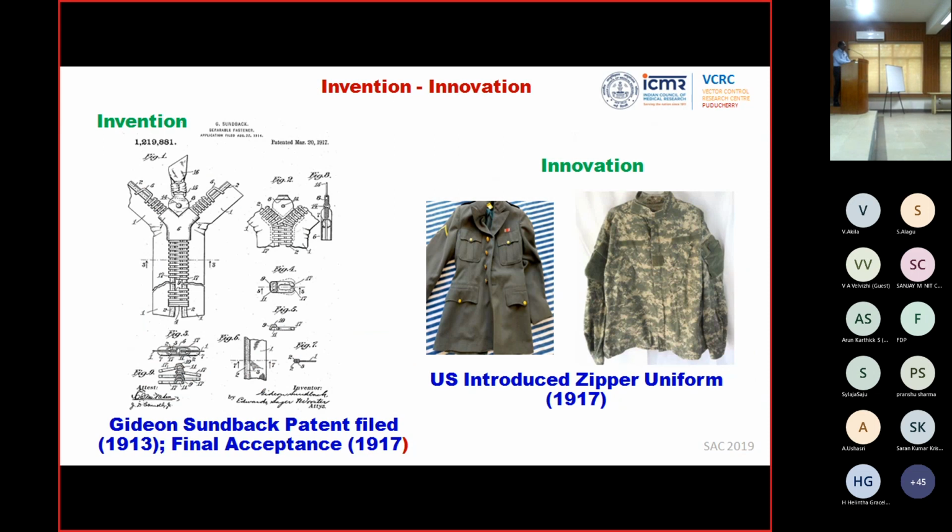This is an example: several decades, 100 years before that, the zipper was patented. And only in 1913 was the zipper filed.